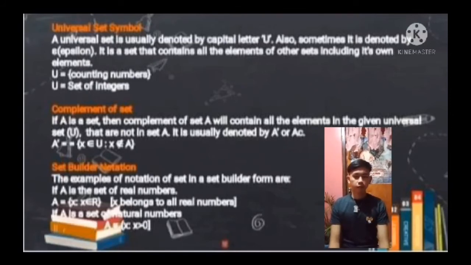Set builder notation. Examples of notation of a set in set builder form are: if A is the set of real numbers, A equals {x | x ∈ R}, x belongs to all real numbers. If A is a set of natural numbers, A equals {x | x > 0}.